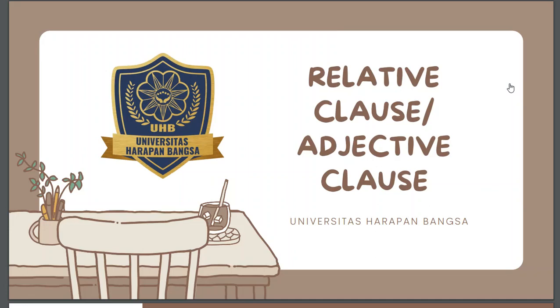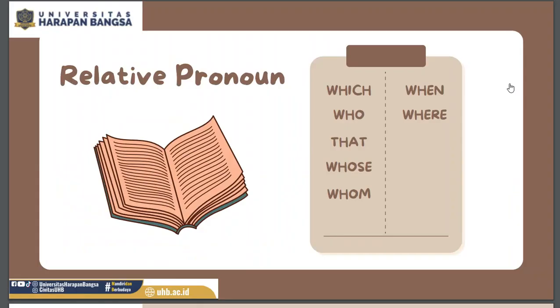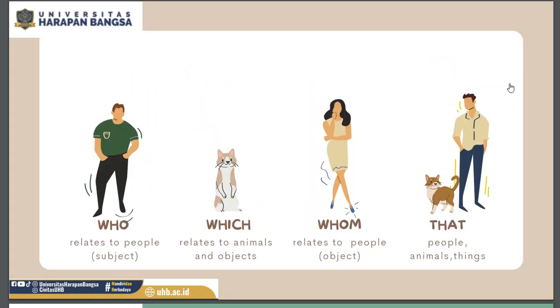So, in this opportunity, we are going to learn about relative clause, or what we can also call adjective clause. They are the same thing, okay? Before we learn about this topic, we have to learn first about relative pronouns. Relative pronouns are which, who, that, whose, whom, when, and where.